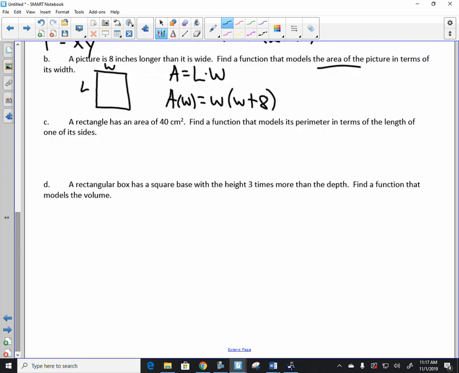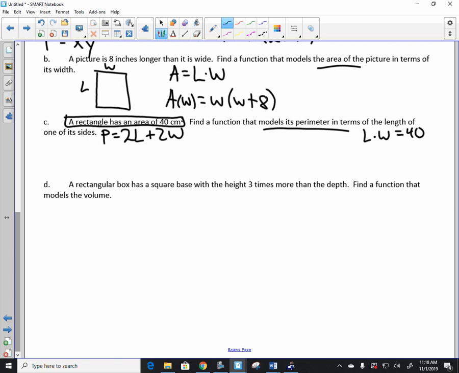Uh-oh, let's try one that's a little bit more challenging. Rectangle has an area of 40. Find a function that models its perimeter. Perimeter is what's driving the problem. Give me a formula for perimeter. Two L plus 2W. Okay. So I want to substitute something in for L or for W. Can anybody think how I could use this to come up with another equation? L times W is 40.